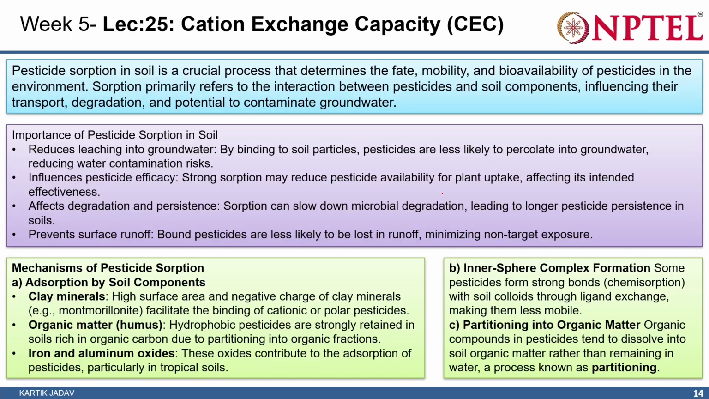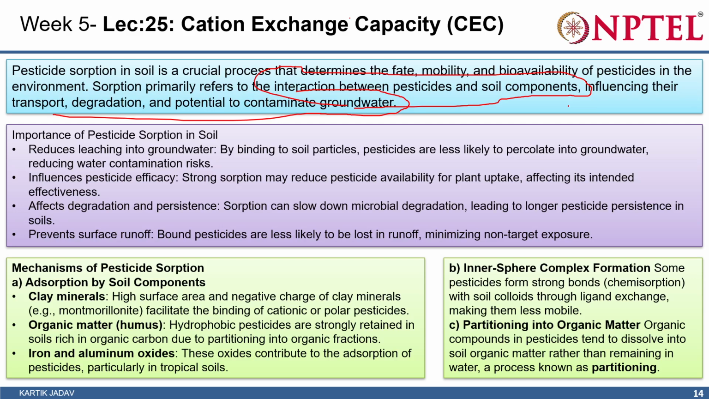And in the last lecture, we started with the sorption of pesticide on the soil, right? Pesticide sorption in the soil is a crucial process that determines the fate, mobility and availability of the pesticide in the environment. Sorption primarily refers to the interaction between pesticides and soil components. It influences their transport, degradation, and potential to contaminate groundwater. Sorption, either adsorption or absorption, both are included in that.